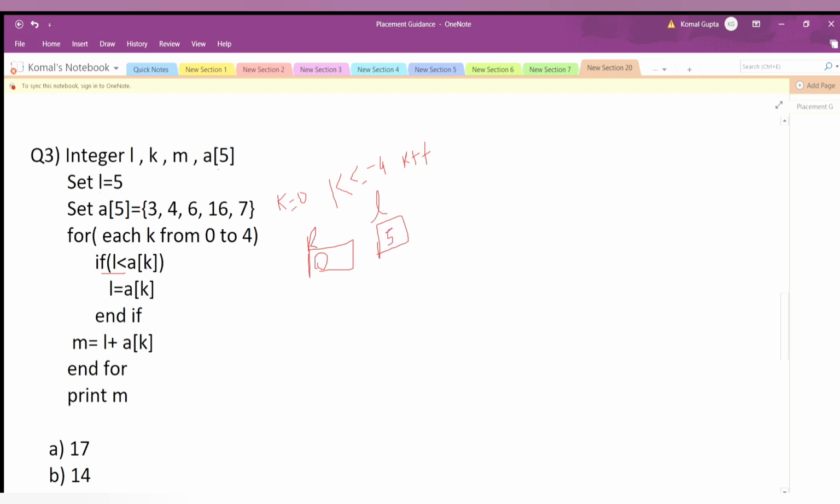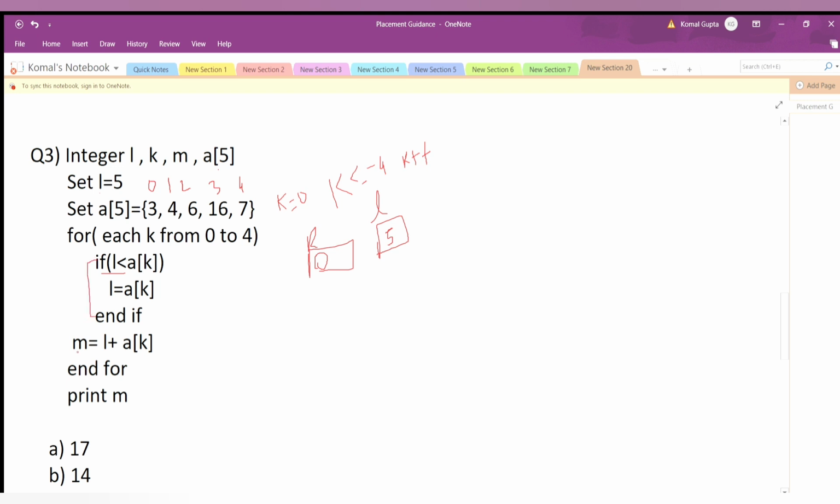A of K means A of 0. This is how we give the indexes to the array, like 0, 1, 2, 3 and 4. So A of 0 is 3. So is 5 less than 3? No. So we will not go inside this if condition.